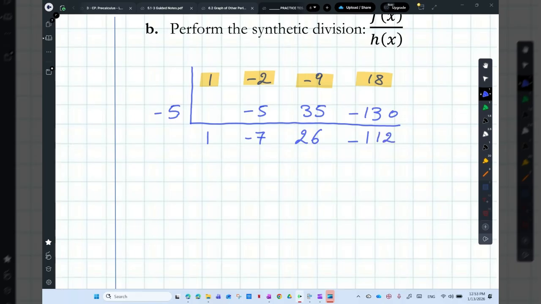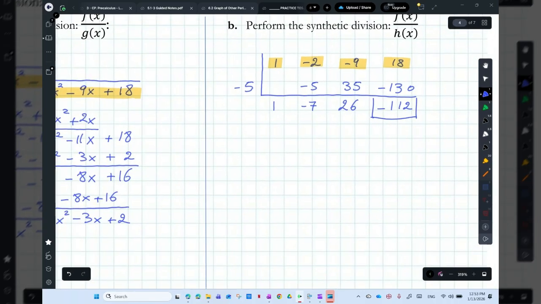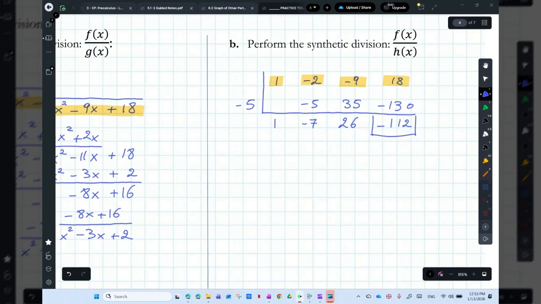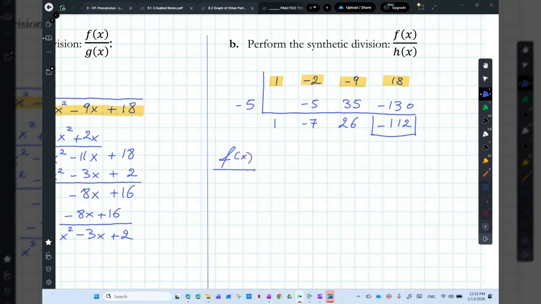This is my remainder, and I need to conclude. I need to know that you know how to interpret this layout, this process. F of x over h of x is equal to the x squared minus 7x plus 26 plus the remainder over x plus 5.